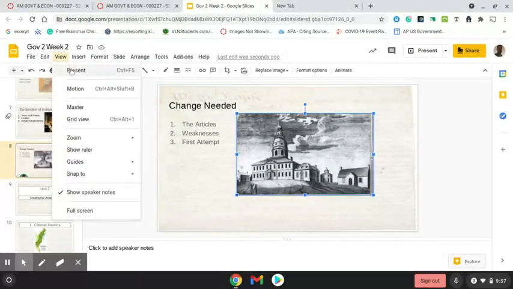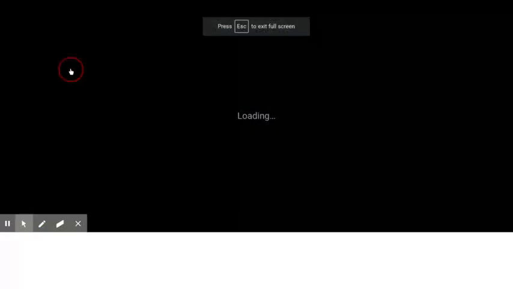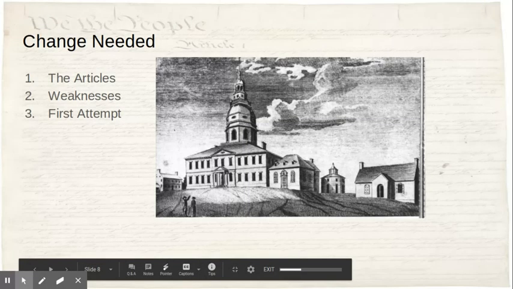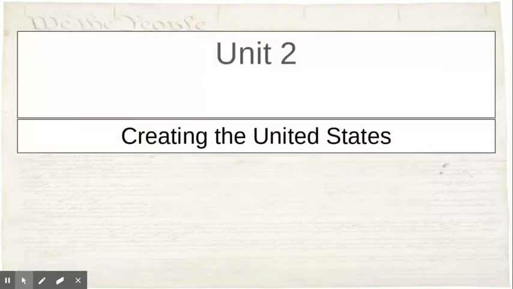So today in the notes, we'll look at why the change was needed to move to the Constitution. We yesterday talked about how the relationship broke down and we eventually declared independence. And so today we'll talk about how we move toward getting a constitution itself.